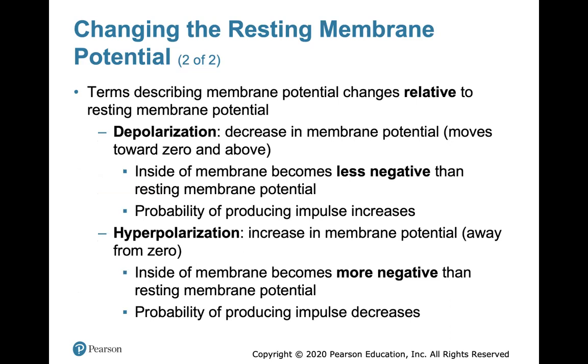We have a couple terms to describe the membrane potential, talking about changing relative to the resting membrane potential. Depolarization is any decrease in membrane potential, which means it will move toward 0 and above, so it will become less negative. The probability of producing an impulse will increase when this happens. Hyperpolarization means an increase in membrane potential away from 0. So the inside of the membrane becomes more negative, and the probability of producing an impulse along that axon decreases.